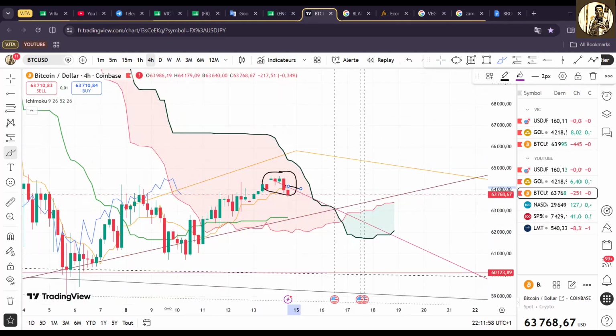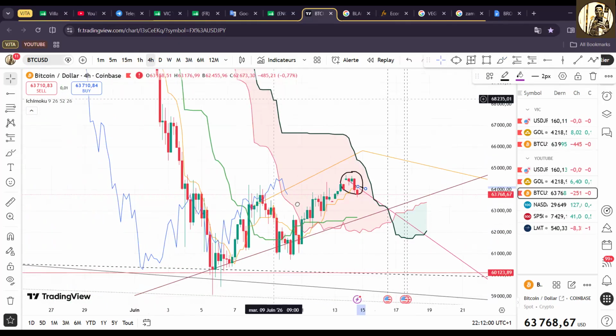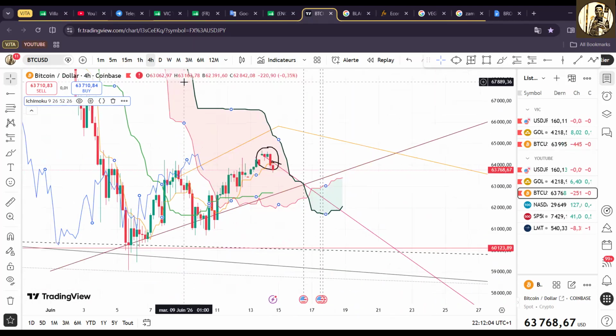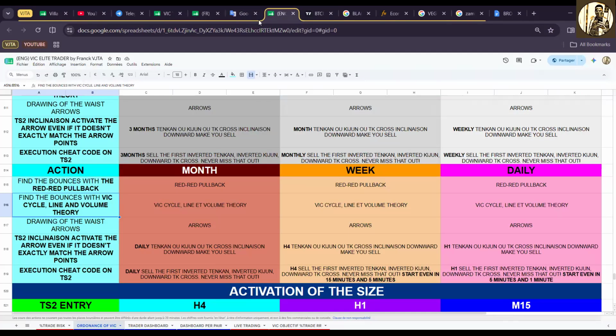Okay, it's a good touch for a sell. All right, so that's what we got. So that's how you design those arrows, right? And now the cheat code. I wanted to emphasize the cheat code on TS2. If you have a setup on weekly, anytime that you see a H4 Tenkan inverted, Kijun inverted, you sell. That's the same thing that we have on daily now.